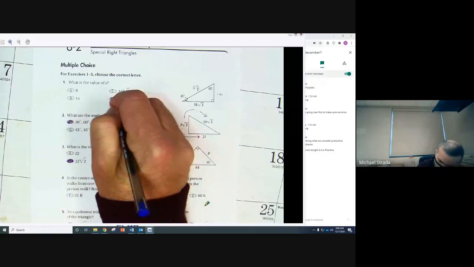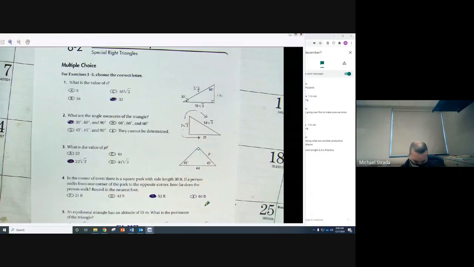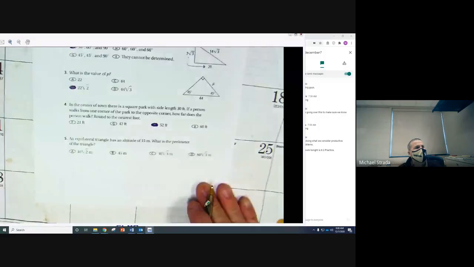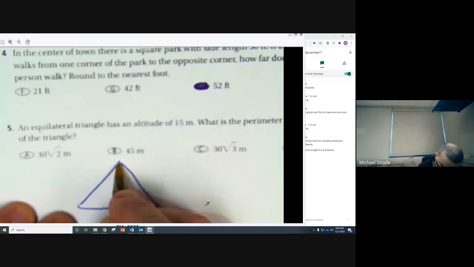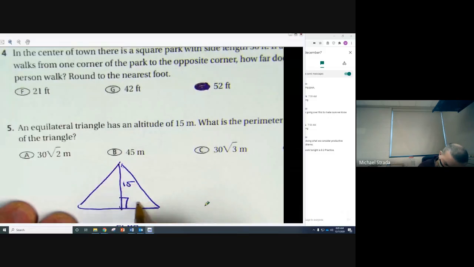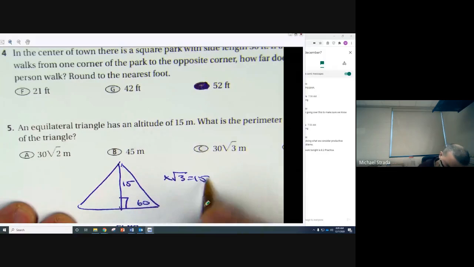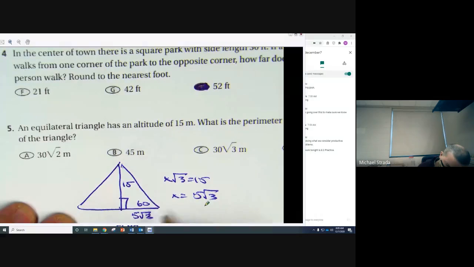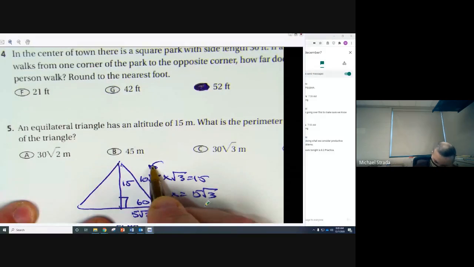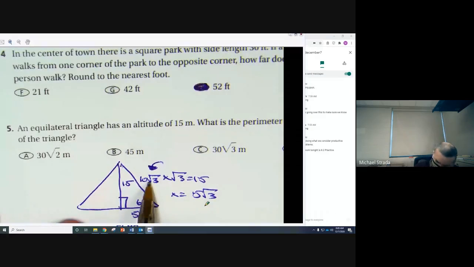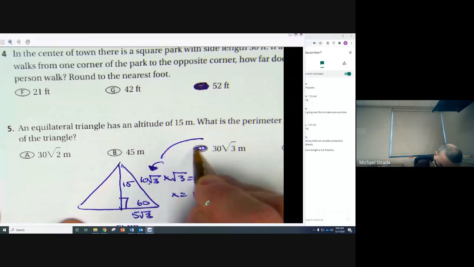All good? And then the last one: an equilateral triangle has an altitude of 15 meters. What is the perimeter of the triangle? So that's the 15, that's 60, which means x root 3 is equal to 15, which makes x 5 root 3, which makes the hypotenuse 10 root 3. Why is that important? Because the hypotenuse of the 30, 60, 90 is the same thing as the side length. And if I multiply that by 3 to get the perimeter, I believe I'm going to have C as in cheese stick.